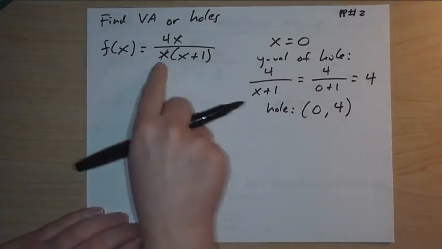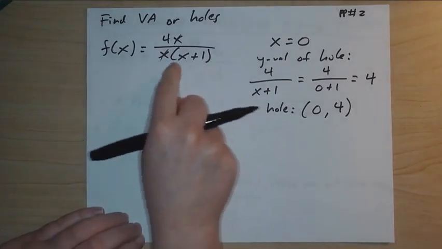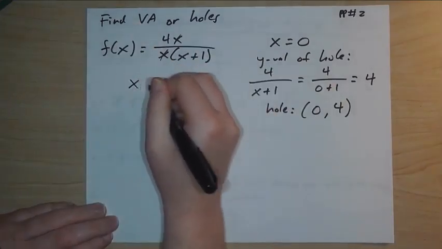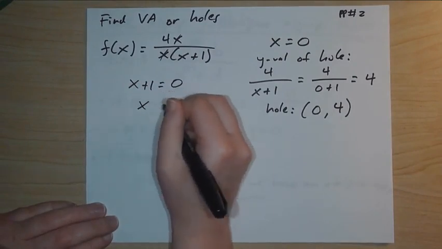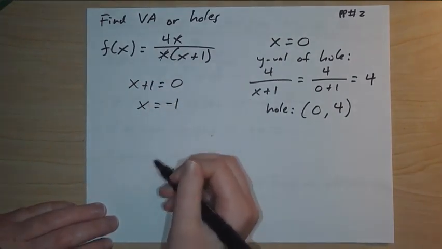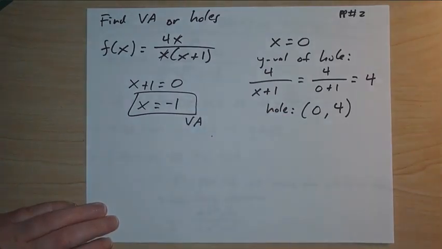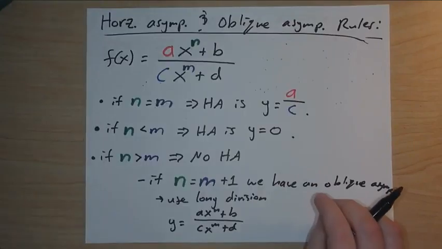And whatever doesn't cancel, so the x is canceled, but the other thing on the denominator was x plus 1, that's going to be our vertical asymptote. So we're going to set that equal to 0. We have x is equal to negative 1. And this is our vertical asymptote. You can have multiple vertical asymptotes, but this one just has one. So that's a vertical asymptote.